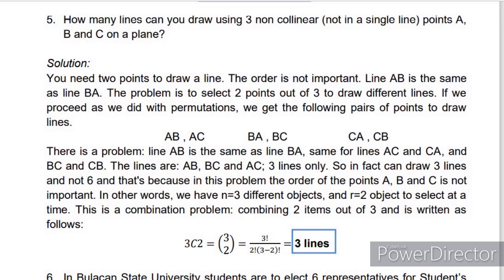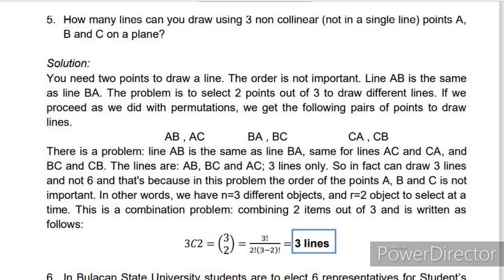So line AB is the same as line BA. Yes, it is the same. The problem is to select 2 points out of 3 to draw different lines. Why? Because there are points A, B, and C, so there are 3 points. So if we proceed as we did with permutations, we get the following pairs of points to draw lines. Okay, so AB, AC, BA, BC, and CA, CB. So there is a problem. Line AB is the same as line BA. Same for lines AC and CA and BC and CB.